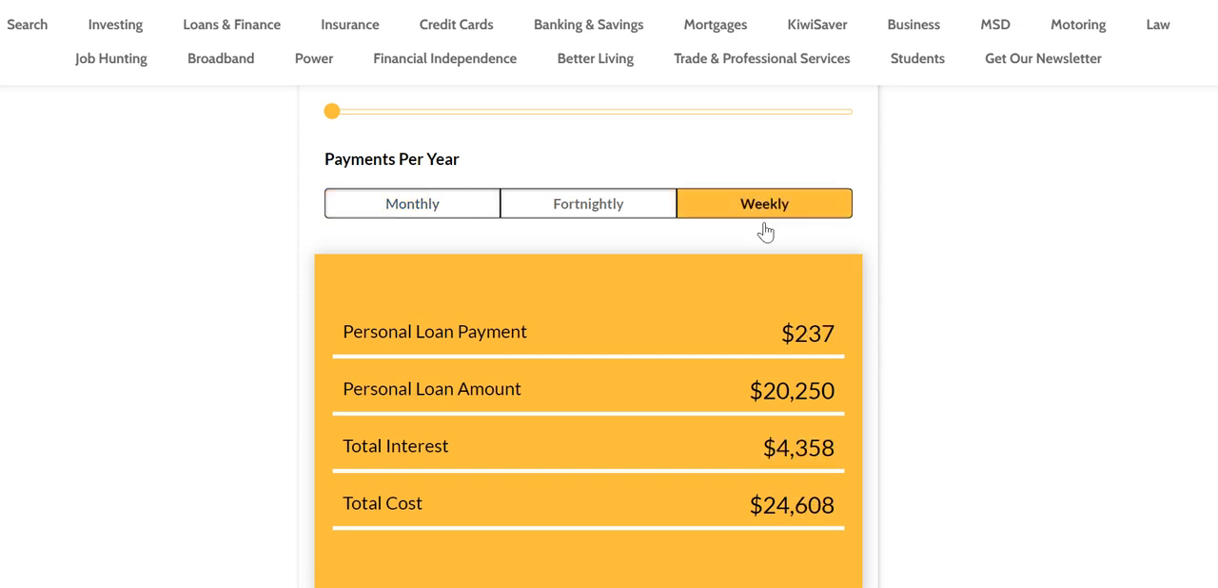If we compare weekly, it's 4,358, and monthly is 4,485. The reason that's higher is because if you repay every month, then it takes longer to get repaid. The lender gets repaid slower. Whereas if you're paying weekly, then the principal, that original $20,000 and $250, is coming down quicker, just because you're making weekly repayments. So it's not going to be a huge difference, but the debt does get paid off marginally quicker. Fortnightly is somewhere in between, as you would expect.